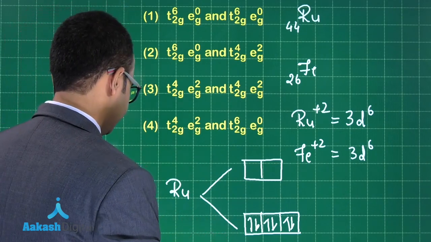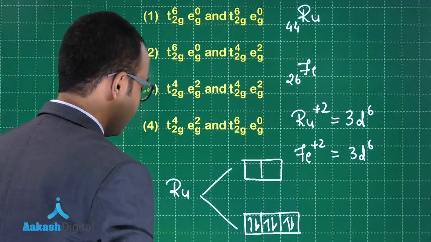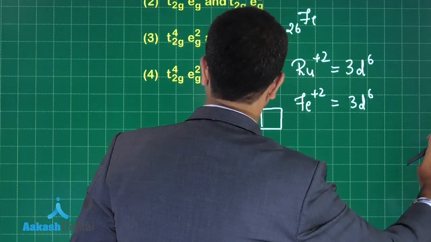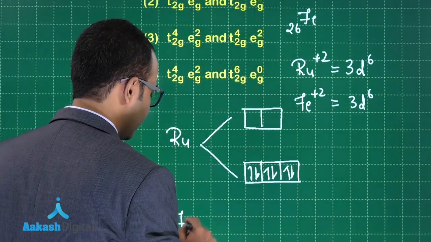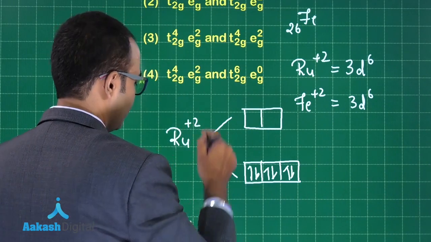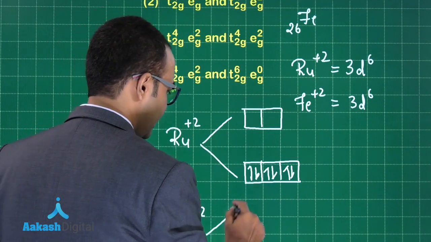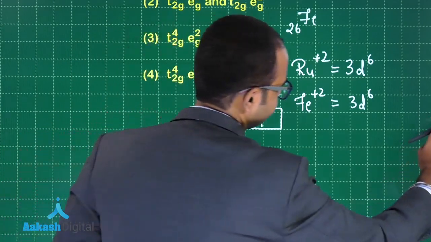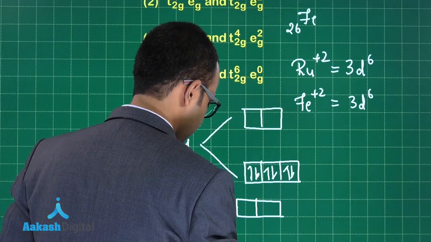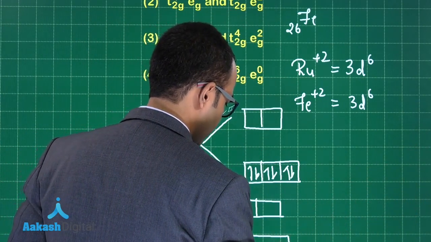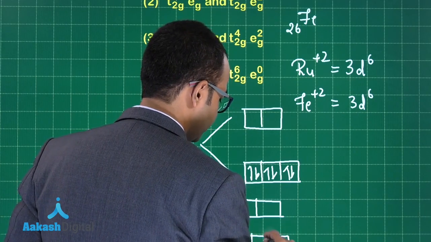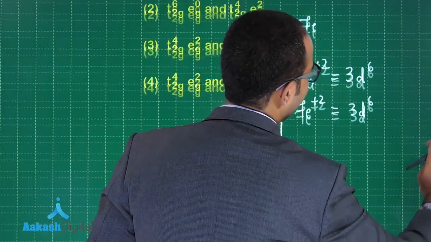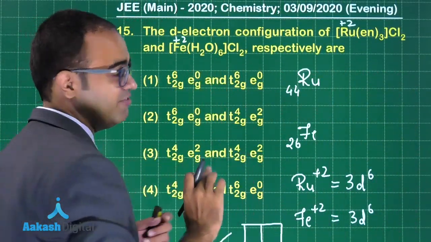Now let us look at Fe. Is Fe2+ matching with any of the options? Let's see. Fe in the +2 state. Let us split these orbitals. So if we are splitting this, again we have t2g and eg. Is it a strong ligand? Is H2O a strong ligand, guys? No, it is a weak ligand.